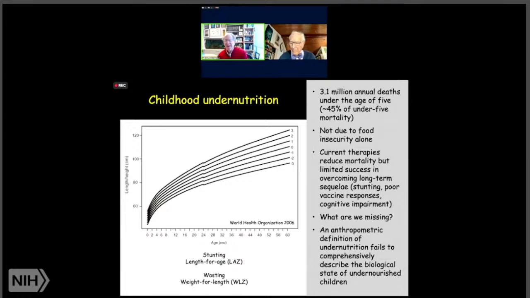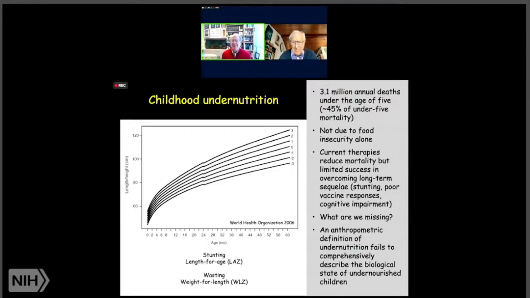Current therapies have evolved to reduce mortality, but they've had very limited success in overcoming the long-term consequences or sequelae of undernutrition, which includes impaired linear growth or stunting, defects in immune responses, including to vaccination, and neurodevelopmental abnormalities that impair cognition. So there's something about pathogenesis that we're missing. And what is that? Well, we're also missing a comprehensive definition of the biological state or states of undernutrition.